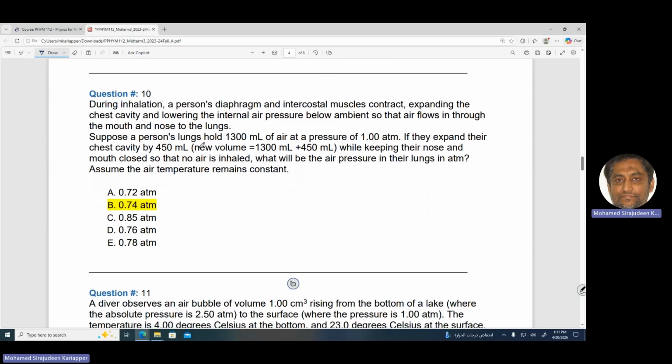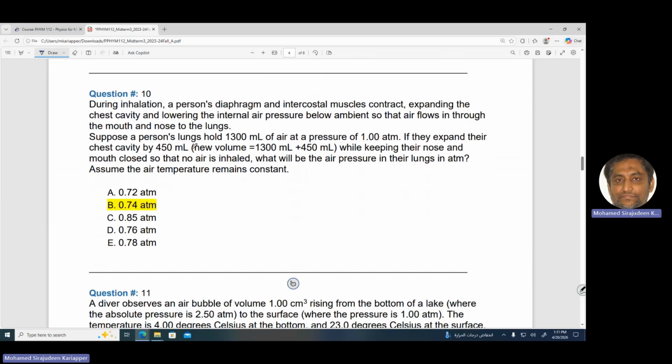This is number 10. During inhalation, a person's diaphragm and intercostal muscles contract, expanding the chest cavity and lowering the internal air pressure below ambient. So the air flows in through the mouth and nose to the lung. Okay, these are all the biology stuff.